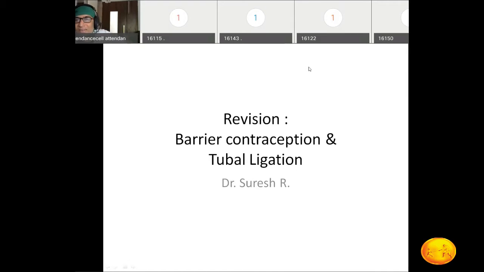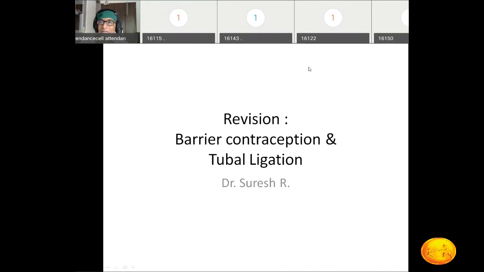Today we'll be starting from contraception, and for my part there is barrier contraception and female sterilization. So what is the difference between the types, barrier contraception and tubal ligation? What is the difference between these two? Don't say that barrier is barrier and sterilization is sterilization, but conceptually, what is the difference between the two? Yes, very correct. One is temporary, another one is permanent.